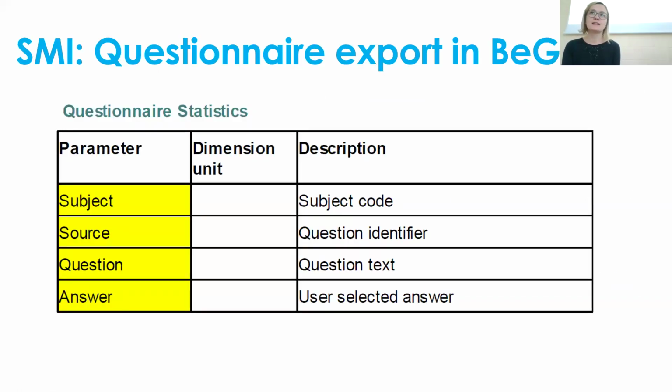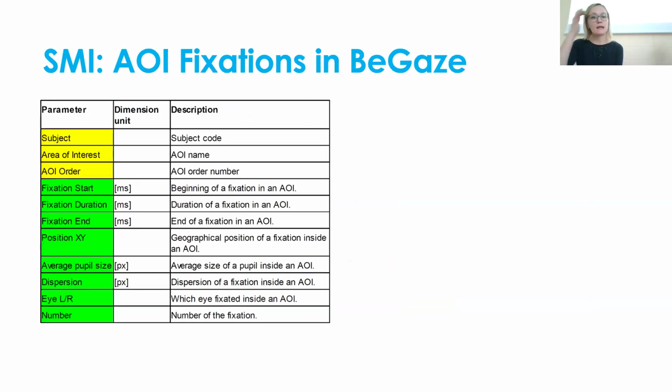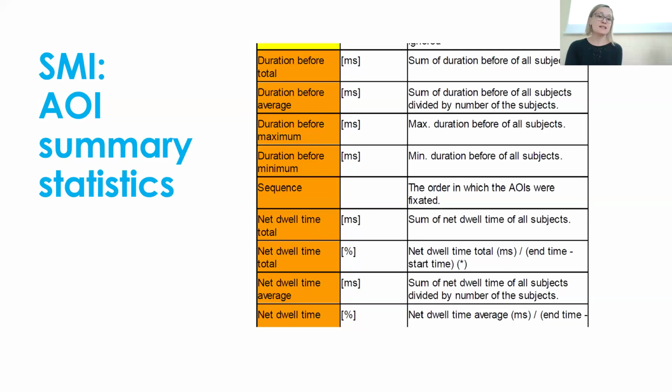Also, we haven't mentioned that yet. You may show participants certain stimuli and ask them questions. Both SMI and EyeLink allow the insertion of these questions within the experiment, comprehension questions, for instance. And then there is a separate export in SMI for the questionnaire data. If you're interested in fixations in areas of interest in SMI, there's a report called AOI fixations. It can do some summary statistics for you.